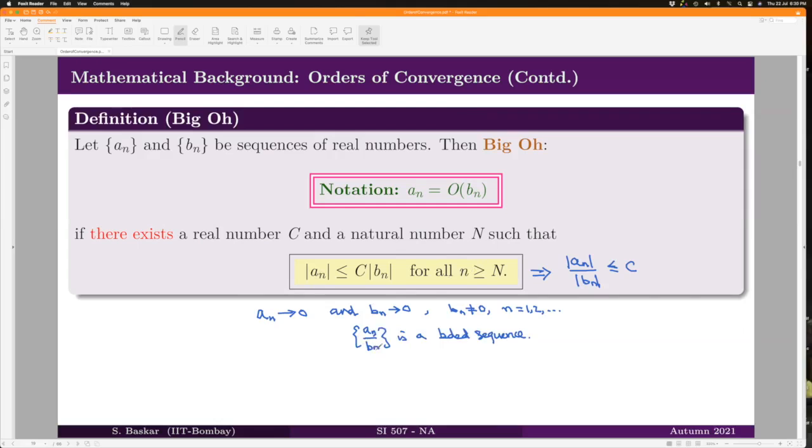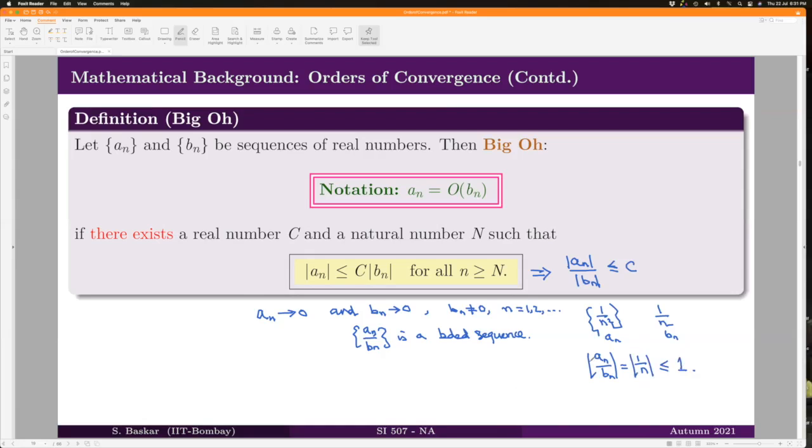Now, when can this happen? Let us go back to our previous example. We had 1 by n square and also 1 by n, right? So we had two sequences. Let us take this sequence as an and let us take this sequence as bn. And you can see that when you divide an by bn, we get 1 by n, right? So that always remains bounded, say by 1. In fact, it goes to 0. So I can take my c as any number which is greater than 0. Let me just take it as 1.